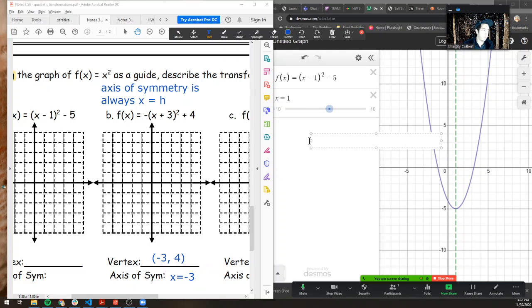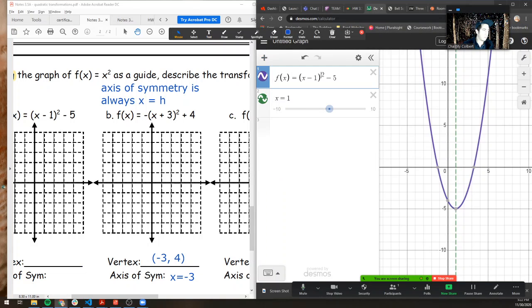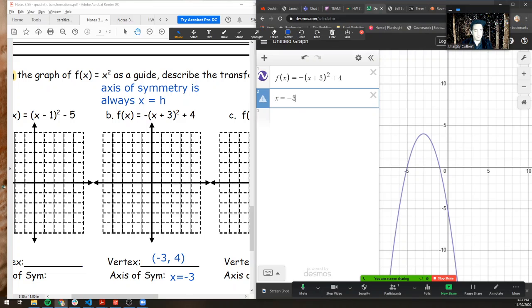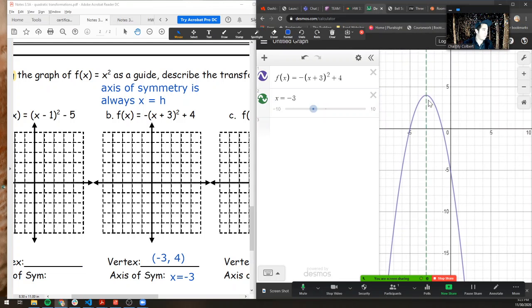And again, if I graphed it, I could prove that this is right. So it's negative here, so it opens down. x plus 3 plus 4. And then the line should be x equals negative 3. And there it goes. See, right there. Right down the middle. Pretty easy.